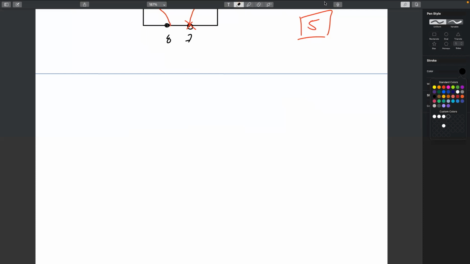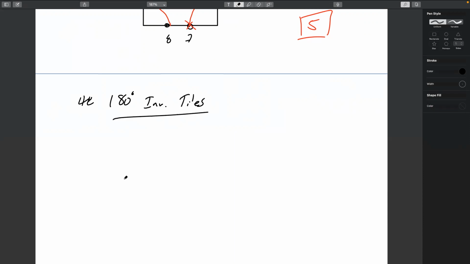So let's do some case analysis. I know that this is quick. Okay. So let's do the 180 degree invariant tiles. I'm going to do multiple cases. So case 1, I'm going to look at where no pair of antipodal points, that means directly across from each other through the center of the square, no pair of antipodal points are connected.